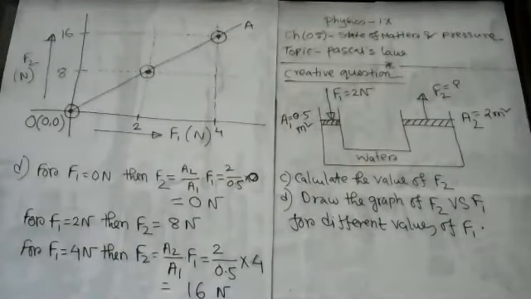So finally, you can say that if we draw the graph F2 versus F1 for different values of F1, then the graph is a straight line, and this straight line passes through the origin. I repeat, the graph is a straight line passing through the origin.